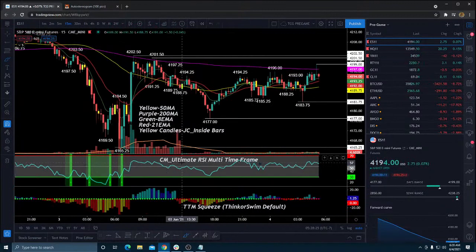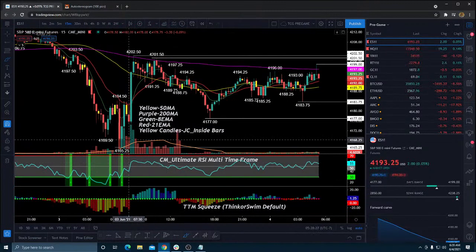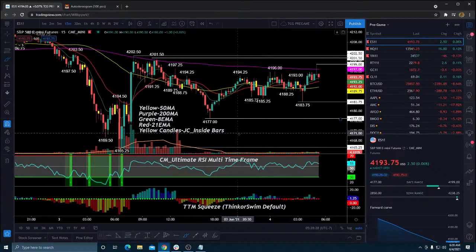Had a volatile day yesterday, a little bit more volatility coming into the market, which is welcome. As day traders, we need that volatility in order to get some good scalps in.